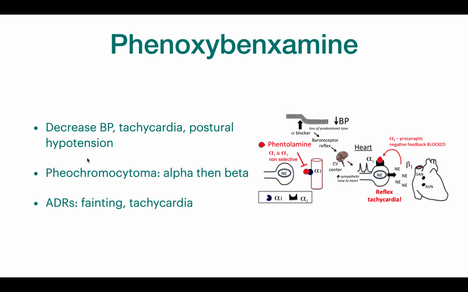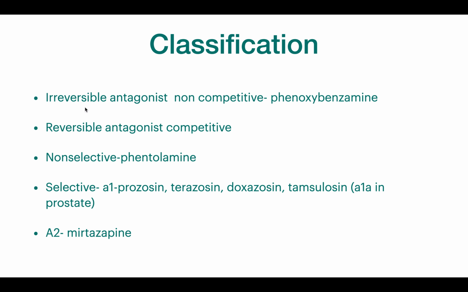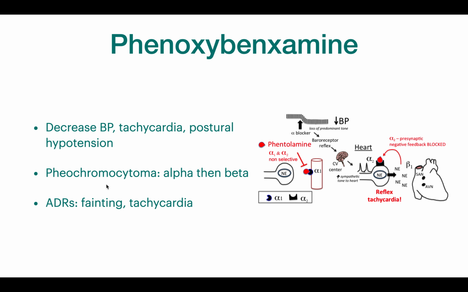Phenoxybenzamine is going to be used to decrease blood pressure or treat hypertension. It will decrease blood pressure, but it will increase the heart rate because it works on the alpha-1 and alpha-2 receptors non-selectively. They are irreversible and non-competitive, so they bind at the allosteric site, and the problem is that they can lead to postural hypotension due to decreasing the blood pressure and the vasoconstriction.